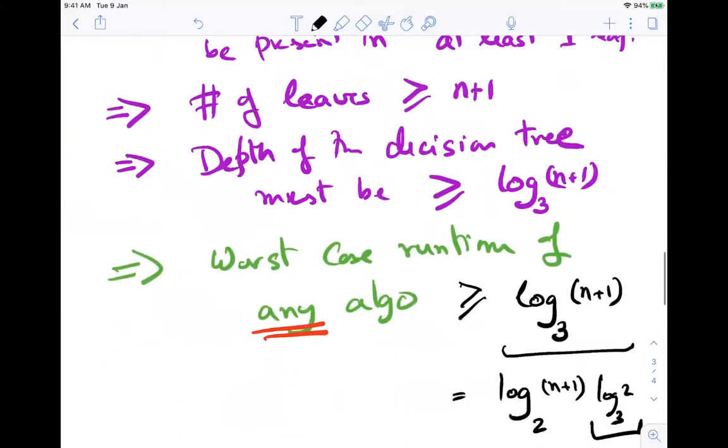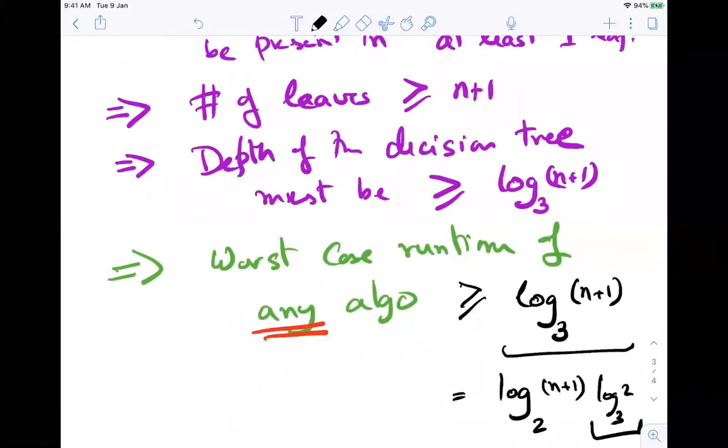Thank you, sir. Sir, can you please explain the statement that every output should be present in at least one leaf? Okay, good.